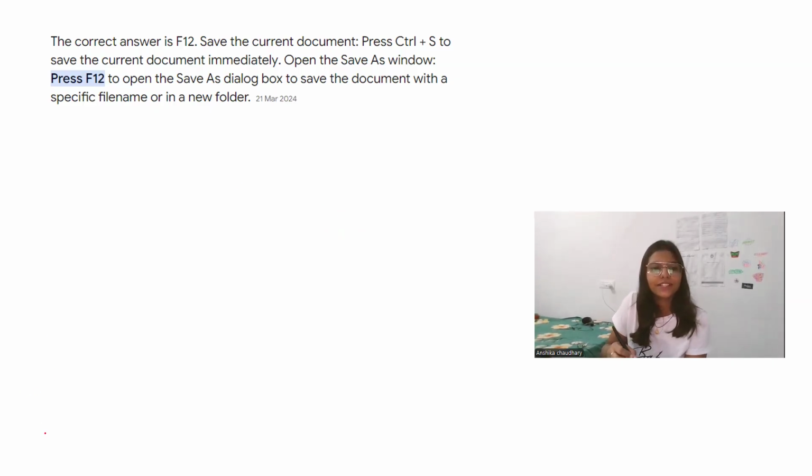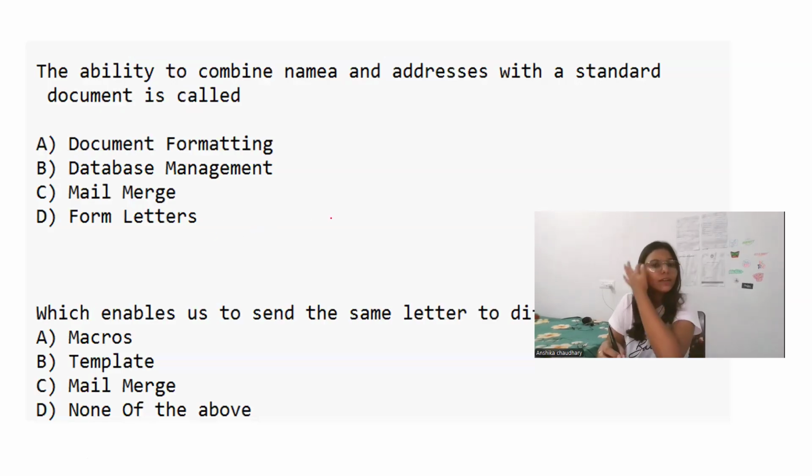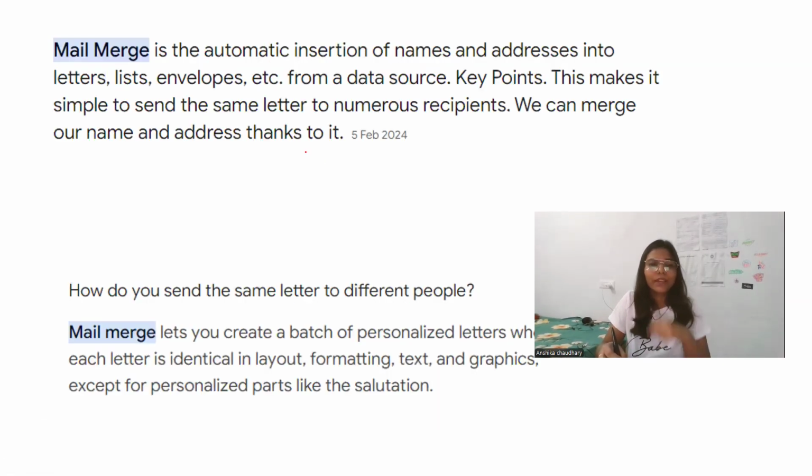Okay, so this is the explanation about the previous question. The next is: the ability to combine name and address with a standard document is called document formatting, database management, mail merge, or form letters. So it is called mail merge, right? And this is the explanation. Mail merge is the automatic insertion of names and addresses into letters, lists, envelopes, etc. from a data source. Key point: this makes it simple to send the same letter to numerous recipients.